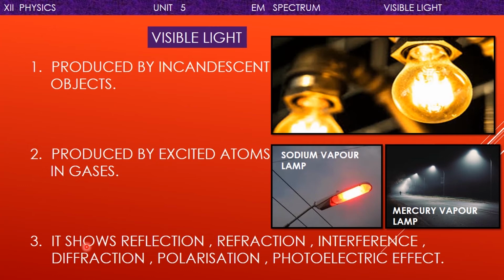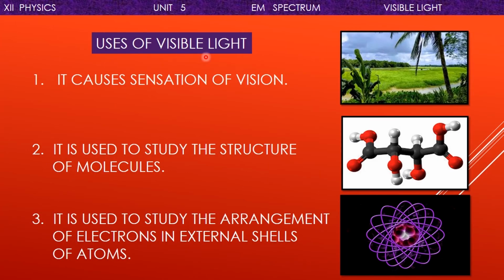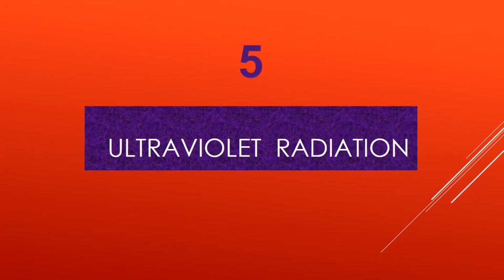Visible light shows reflection, refraction, interference, diffraction, polarization, and photoelectric effect. Uses of visible light. It is because of visible light that we are able to see the world around us. So visible light causes sensation of vision. It is used to study the structure of molecules. It is used to study the arrangement of electrons in external shells of atoms.